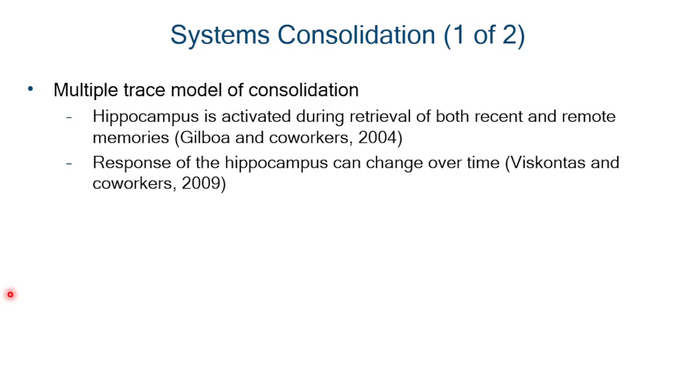Okay, so the multiple trace model of consolidation. As we know, when we retrieve materials, the hippocampus is largely involved in this process. So, hippocampus is activated usually for both recent and remote memories. This is what was found out by Gilboa and his colleagues sometime in 2004.